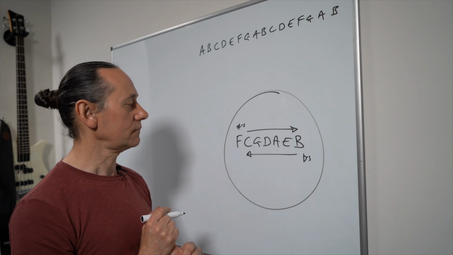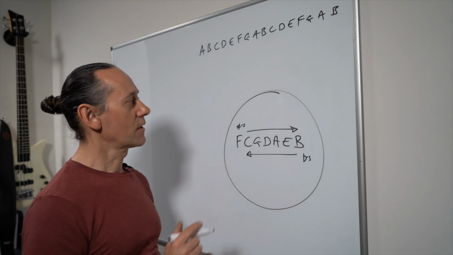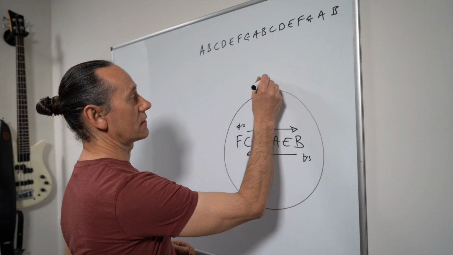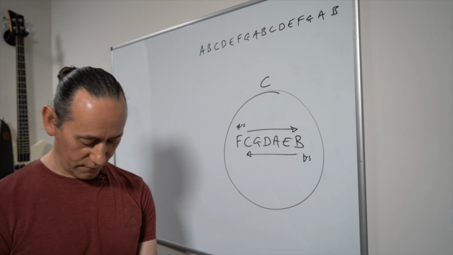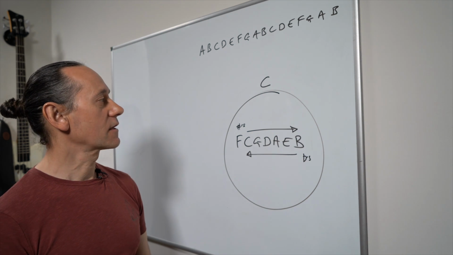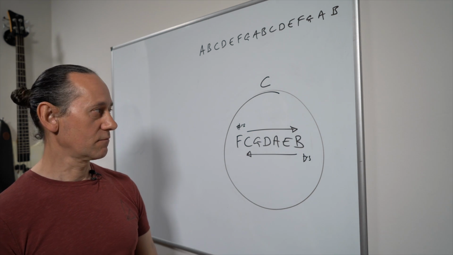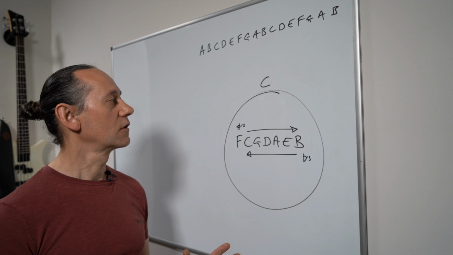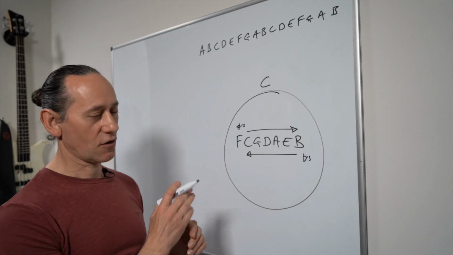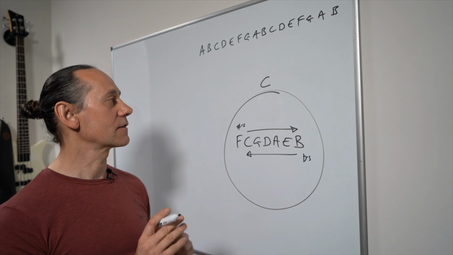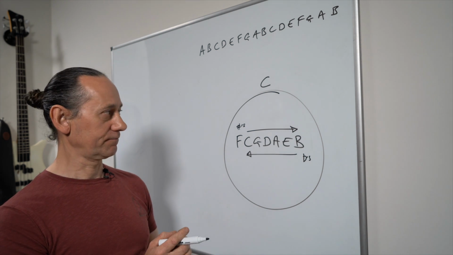The first key that belongs at the top of the circle is C. That represents the key of C major. And C major has no sharps and no flats. It's in a sense neutral. So I don't need to add anything to that. It just exists as a scale and a key that has only natural notes.